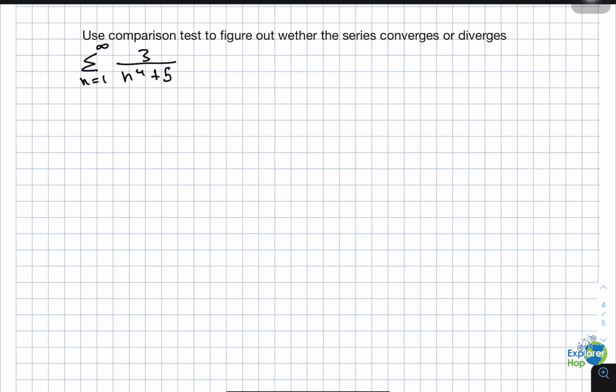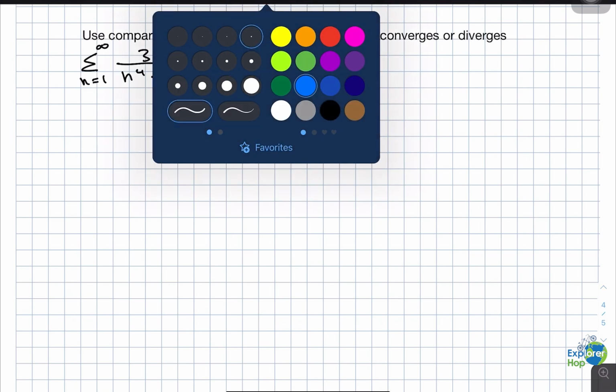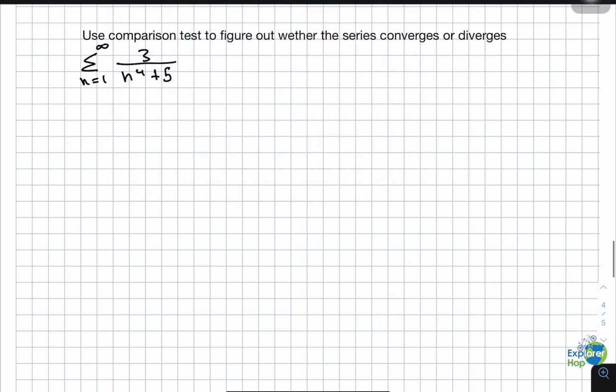Use the comparison test to figure out whether the series converges or diverges. The series we've been given goes from n equals 1 to infinity of 3 over n to the power of 4 plus 5. Now, let's try doing this using the direct comparison test.